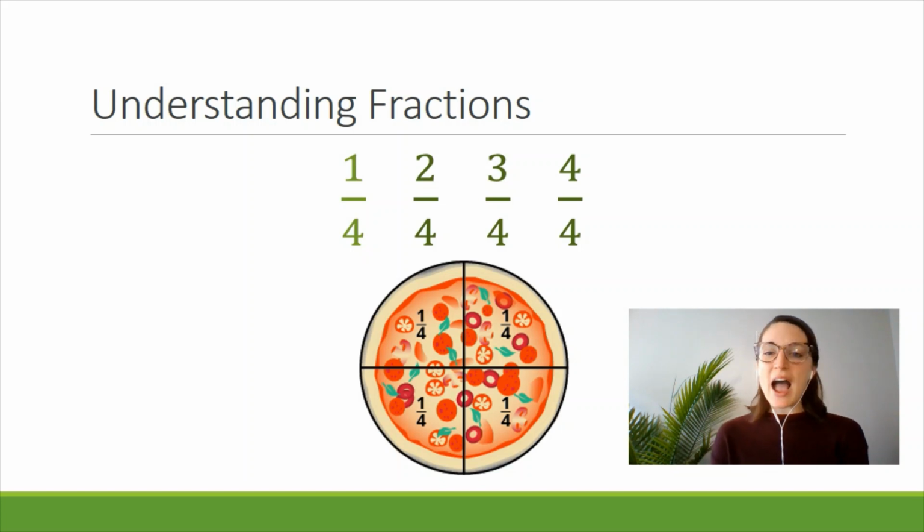Now, if I only eat one of the 4 slices, or 1/4, then how much is still there? How much is left for other people? 3 of the slices, or 3/4. Now, if I eat 2 of the 4 slices, 2/4 would be eaten, and 2/4 would still be left.